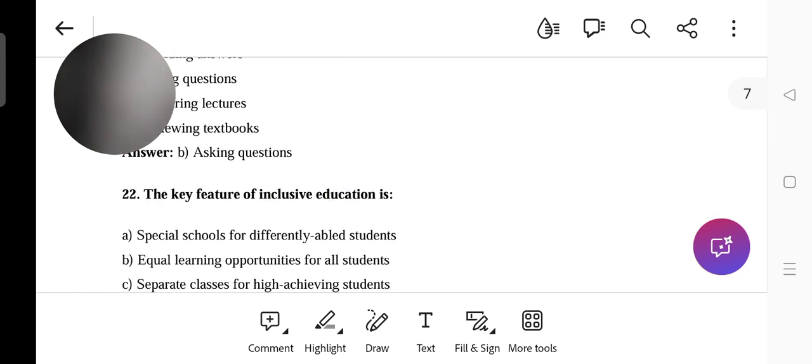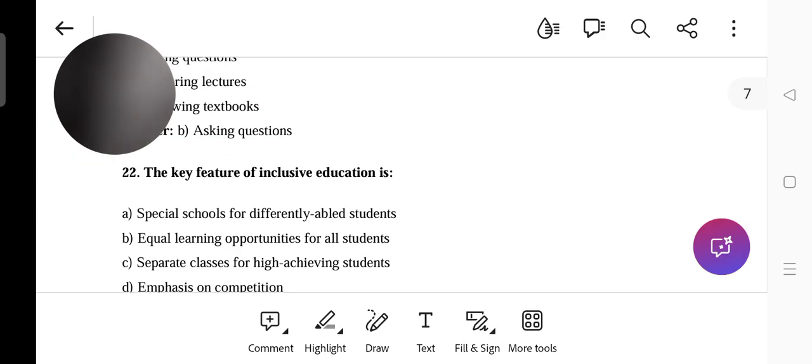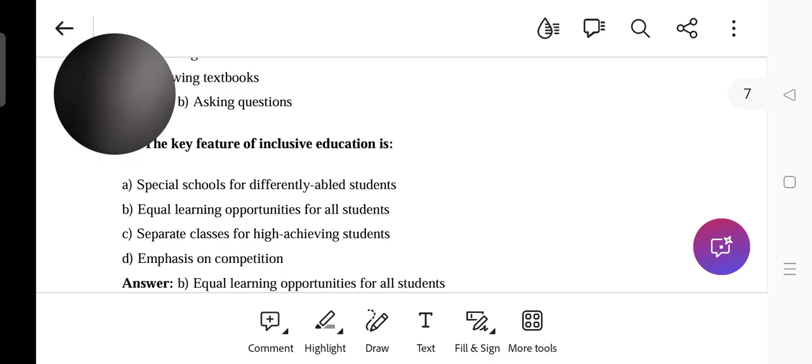Next question. The key features of inclusive education. Option A, special schools for differently abled students. Option B, equal learning opportunities for all students. Option C, separate classes for high achieving students. And option D, emphasis on competitions. So what will be the appropriate feature for inclusive education? The appropriate feature is equal learning opportunities for all students.